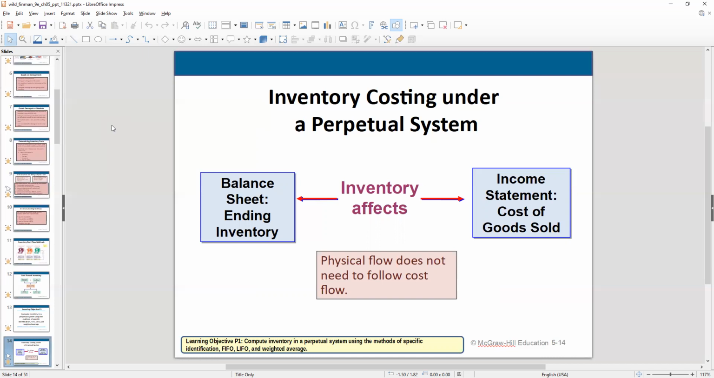Take note of this box. Physical flow does not need to follow cost flow. Okay. You know, and this is an oversimplification, but product can be pulled off the shelf and sold to a customer out of order from which it came in. Probably happens all the time with companies like Grainger and that sort of thing. So if that happens, it really doesn't impact FIFO, LIFO, or weighted cost average, because we're still going to account for the inventory the same.